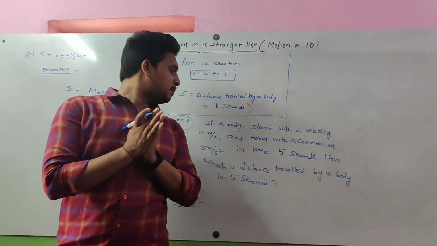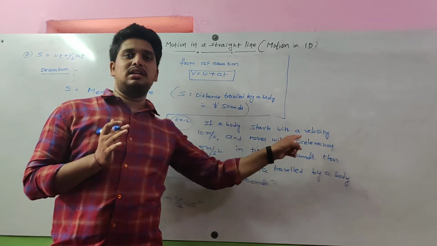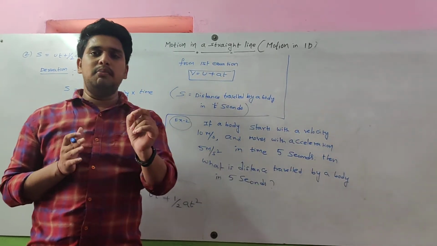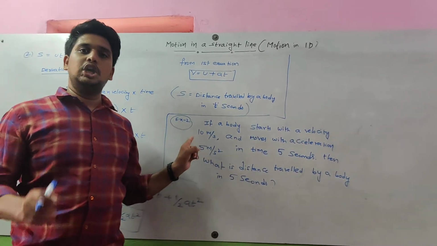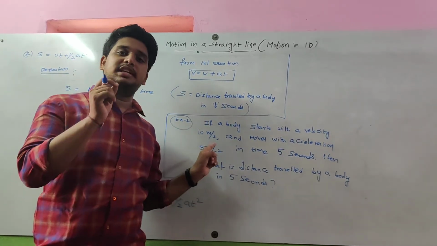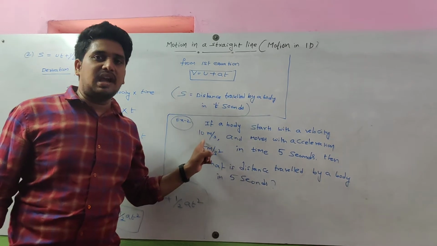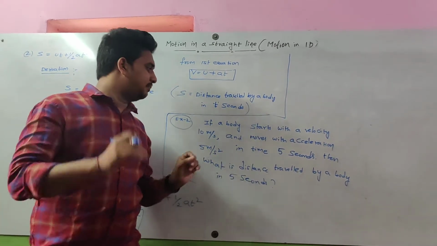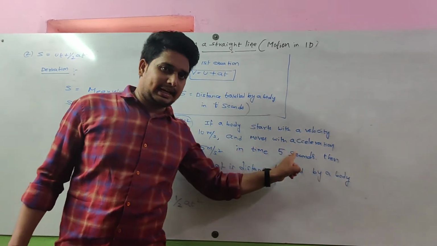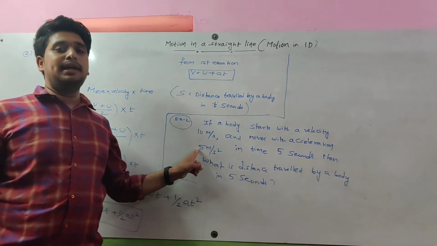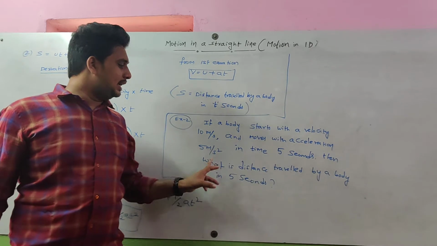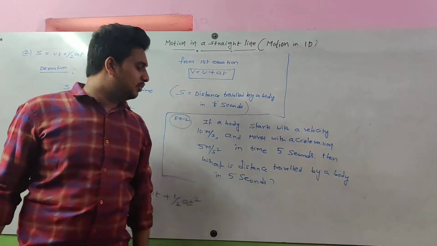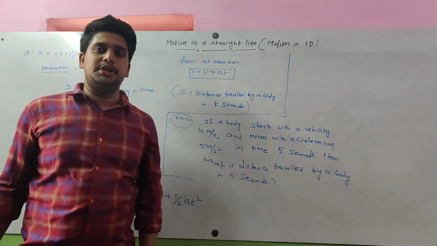Observe carefully here. If any body starts with a velocity, that velocity is called the starting velocity or initial velocity. Here the initial velocity is 10 meter per second and it moves with acceleration 5 meter per second square in time 5 seconds. Then we need to find the distance traveled by the body in 5 seconds.